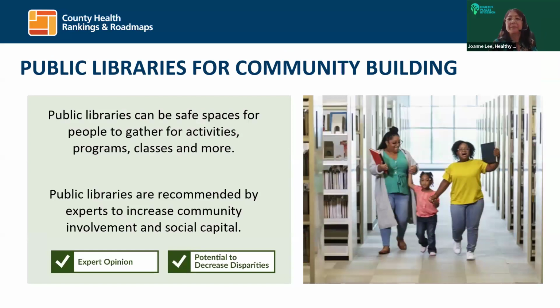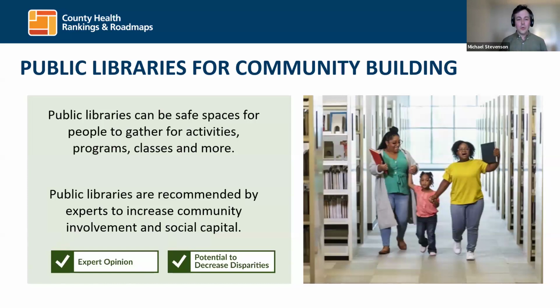Great. So I'm going to start with public libraries. I think public libraries is one that's important to highlight here because so many of us are familiar with public libraries, and it's really important for us all to think about the role that libraries play in helping create safe places where people can gather for activities, programs, classes, and more. Our underlying analysis of the evidence suggests that this strategy would be rated expert opinion, which means that public libraries are recommended by experts to increase community involvement and to increase social capital.